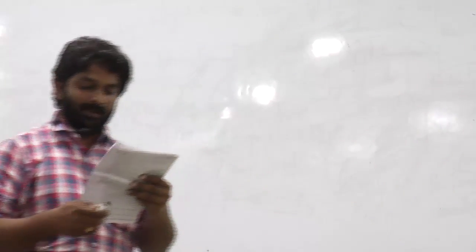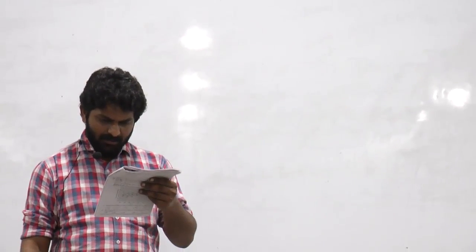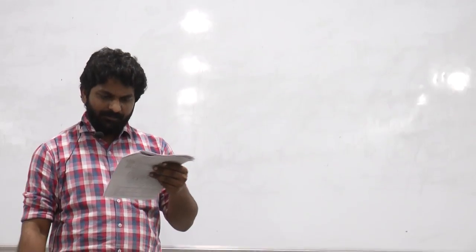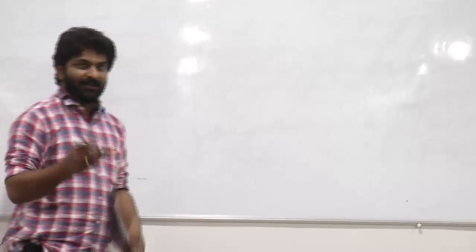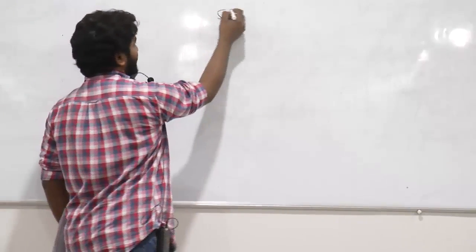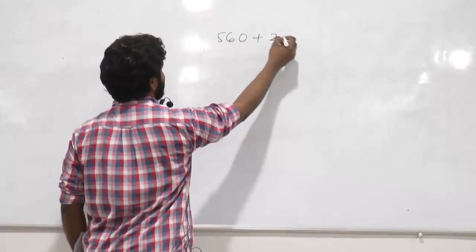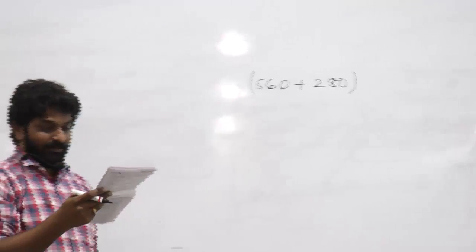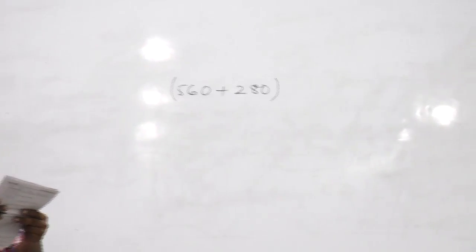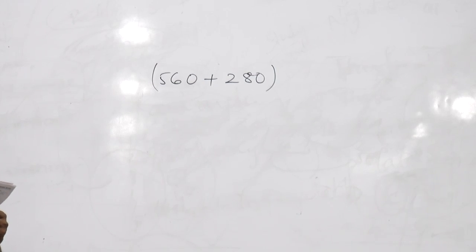Next, 47. What is the difference between number of female in school G and the number of male in school C? School G, number of female, that is 15% of 5,600. How do we calculate 15%? 10% and half of it. So that is 560, and half of this is 280. Then we need to take the difference of this number with respect to male students in school C.